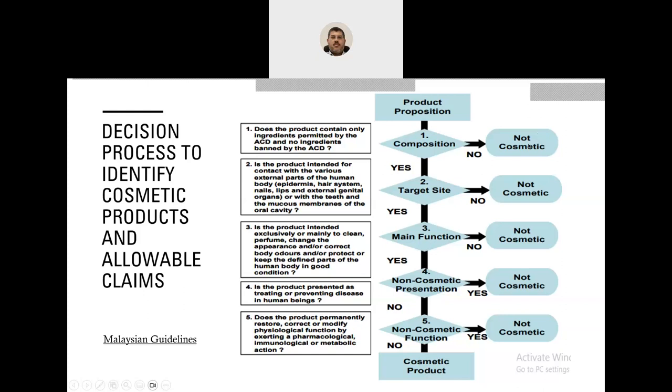Number two, the target site. Is it for external application or for internal? If the product is intended for contact with the various external parts of the human body, as in the definition of cosmetics that we mentioned earlier, then it can be registered as cosmetics. We move to the next question. But if no, for example it needs to be applied internally, then it cannot be registered as a cosmetic. Okay, the next question is about the main function. Do we have any therapeutic claims, or is it just for cleansing, perfuming, or changing the appearance or correcting body odors? If it is only for these indications, with no therapeutic claims, then it still can be registered as cosmetics. But if they have any therapeutic claims, then it's not a cosmetic.